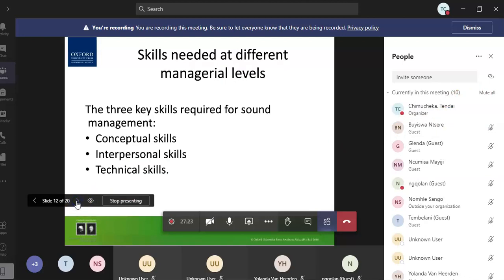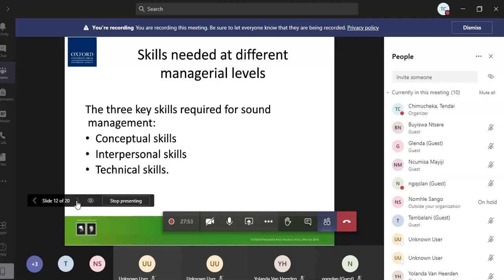Then these are the skills that are needed for sound management. For managers, basically you need conceptual skills, so that you will be able to conceptualize issues in the organization that you are operating in or that you are actually managing. So you need that basic understanding of issues.